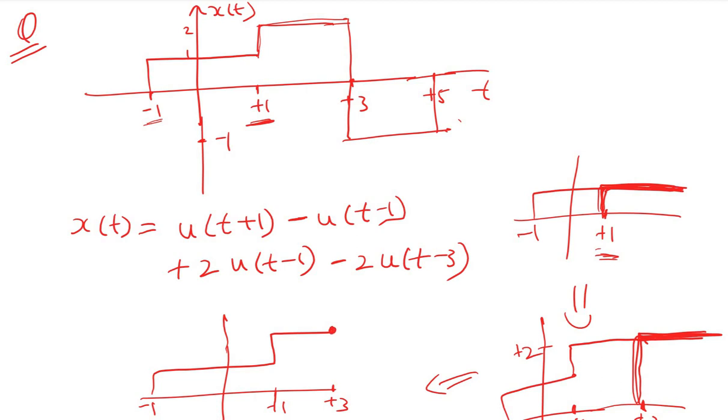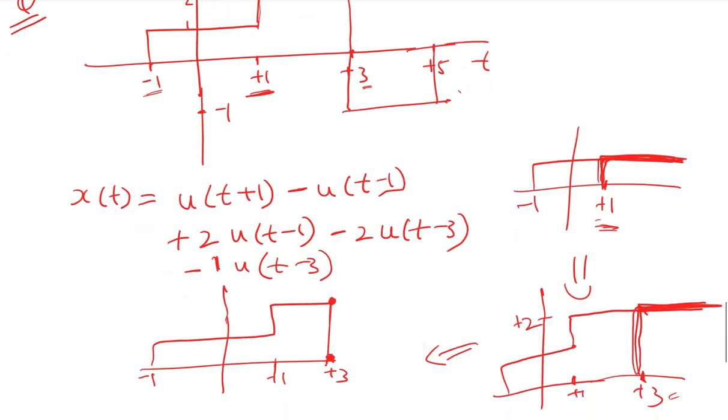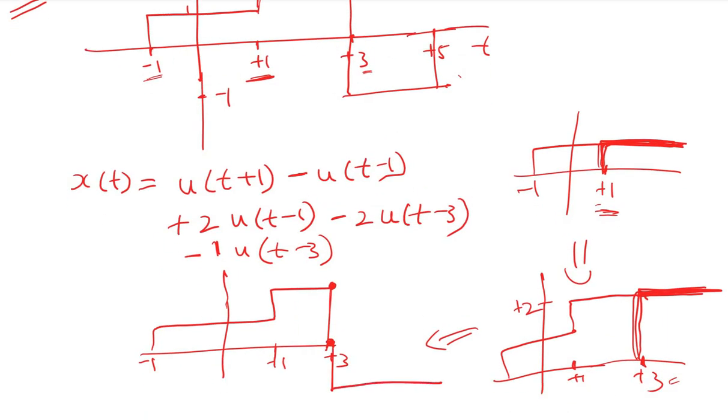We need to invert this signal. That means we need to further subtract the signal. So if we are at this point, we subtracted this unit step signal. So we are at this point. So further we need an inverted unit step signal which is shifted at time t is equal to +3. So what we'll do is the amplitude will be -1 times u of t minus 3. That will give us a unit step function, something like this.